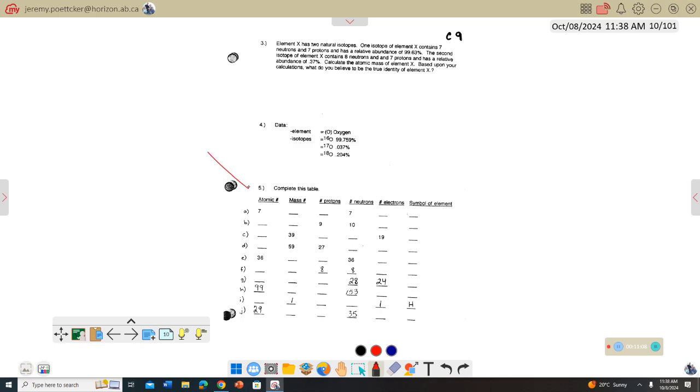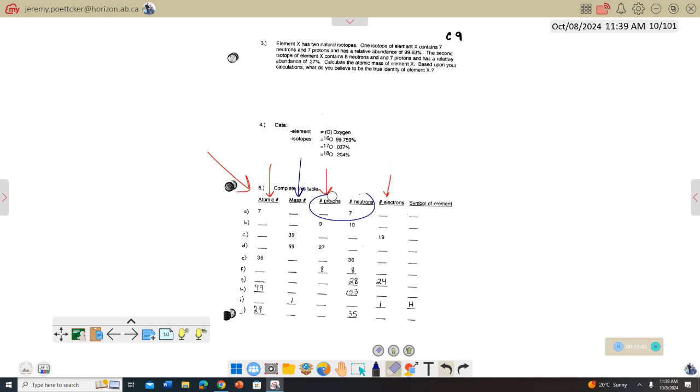This little chart here, same as before, except we add this column here with number of electrons. And if we are dealing with an atom, which this is for all of them, atomic number, not mass number, sorry, protons and electrons are always the same. Mass number is always protons plus neutrons, and then the symbol is just off of the periodic table.